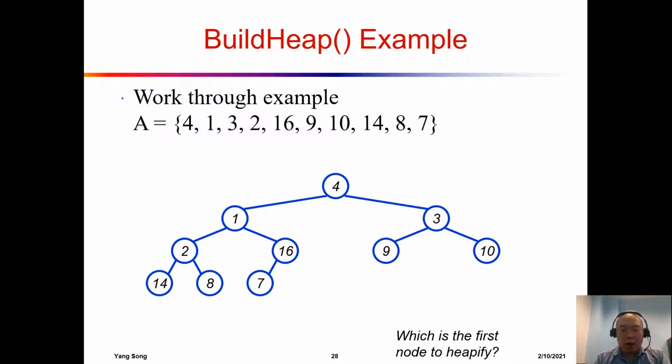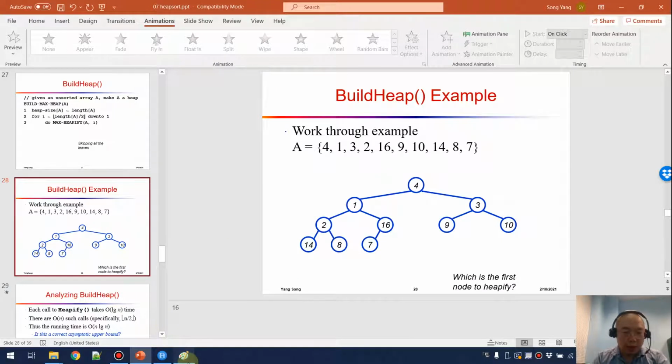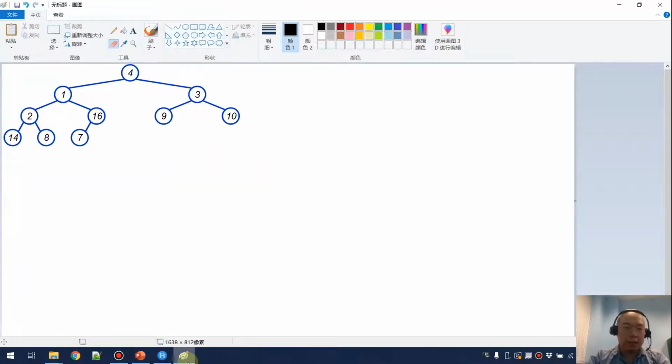Let me show you how to do that. I have already copied that to the drawing board. We say 16 is the first value we want to touch, but is 16 at the right place? If we want to heapify, we only shift the value down. Is there any need to shift 16 down? The answer is no, because 16 is already larger than 7. So we are good.